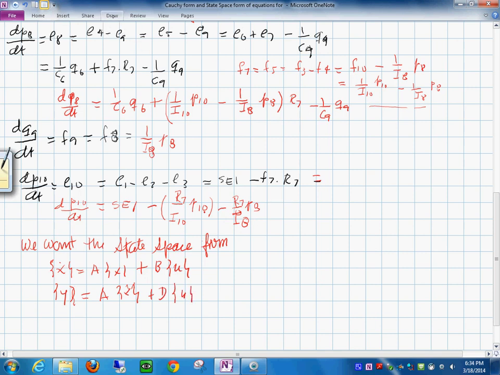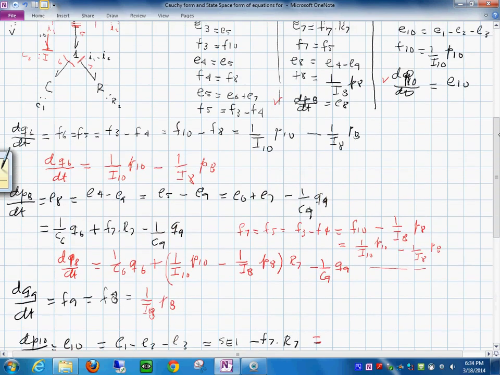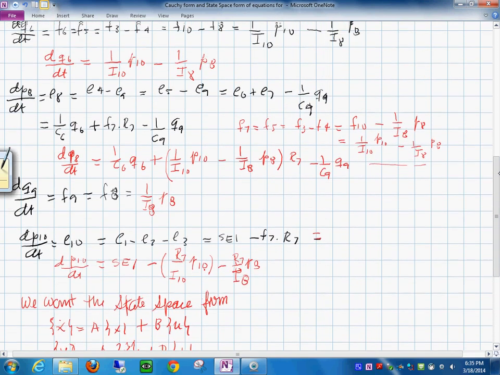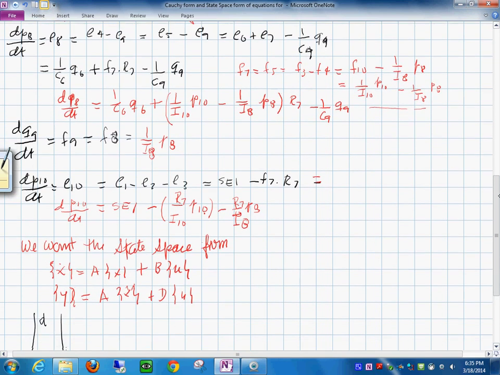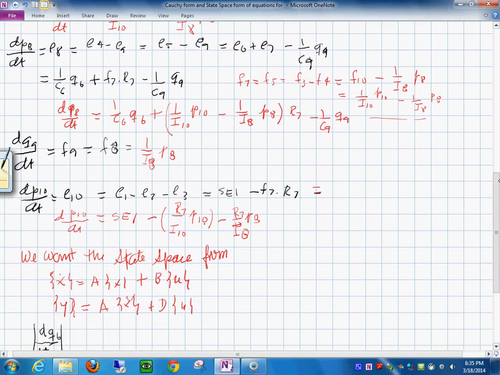So let's do it according to our form. So that means we need to put it like this. And in this case, we'll have the, what was the first one we're dealing with? We have 4 equations. The dq6 dt, and then you have this, of course, was dp sub 8.